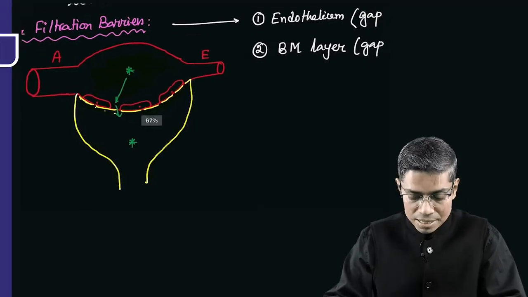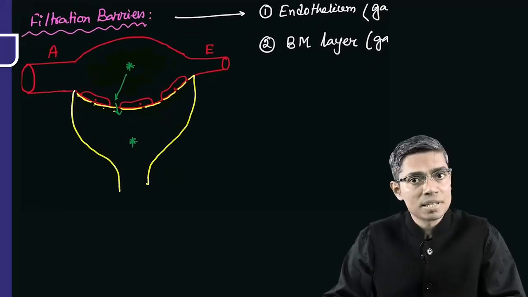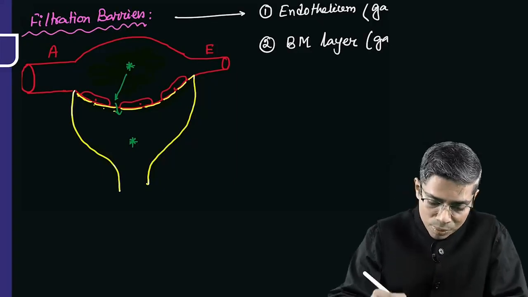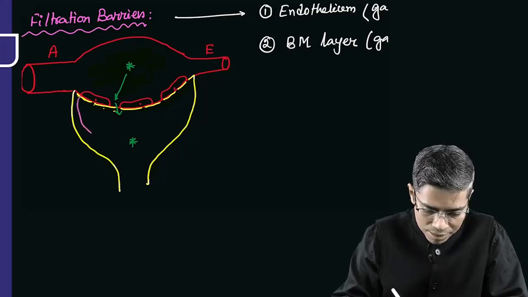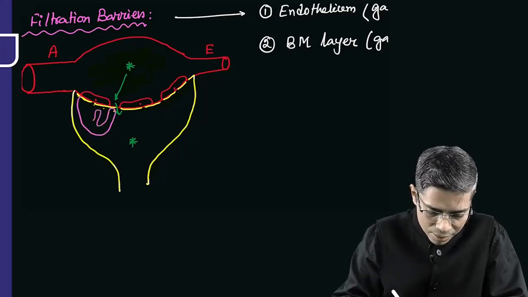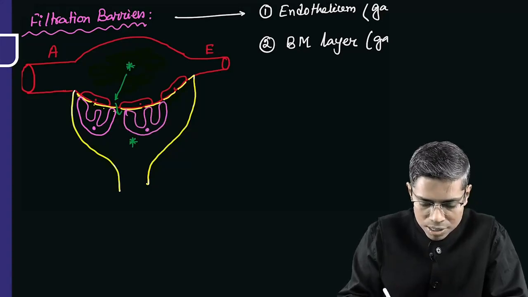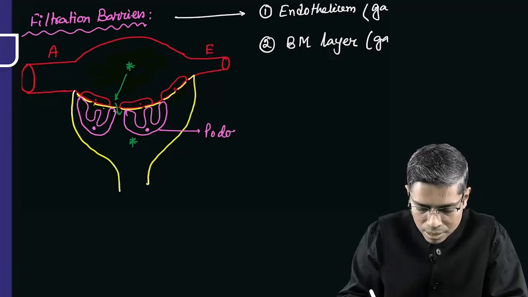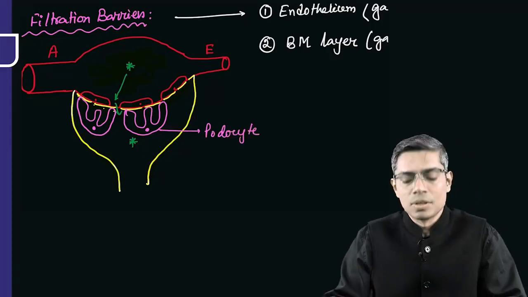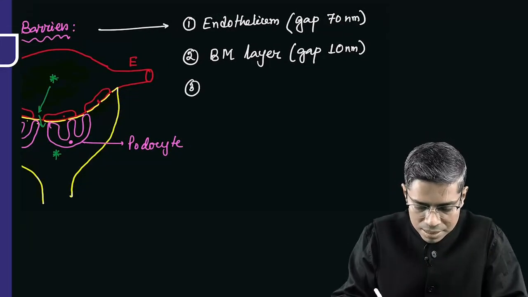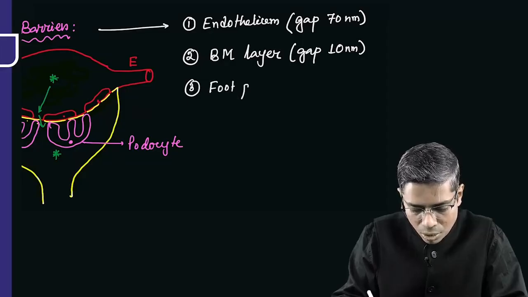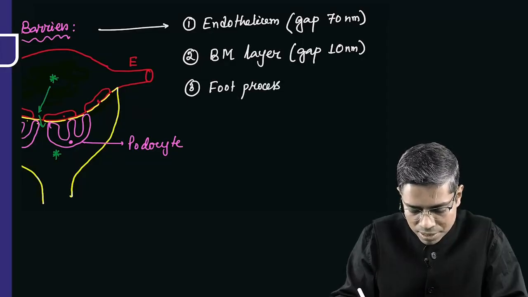Now after crossing through this basement membrane, the next layer that the substances are going to encounter is the visceral layer of the Bowman's capsule. The visceral layer of the Bowman's capsule is lined by a peculiar type of cell. So the cell I am drawing here, this cell which is lining the visceral layer of the Bowman's capsule, is known as podocyte. So this cell is known as podocyte cell, right? So the third layer through which the substances have to pass is the foot processes of podocyte.